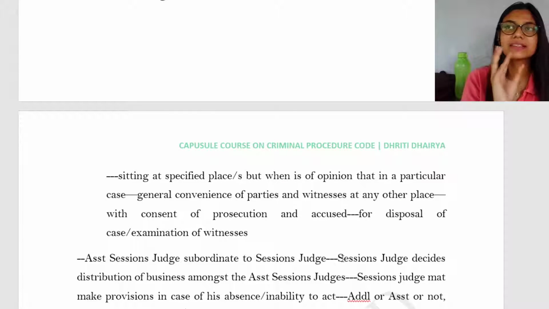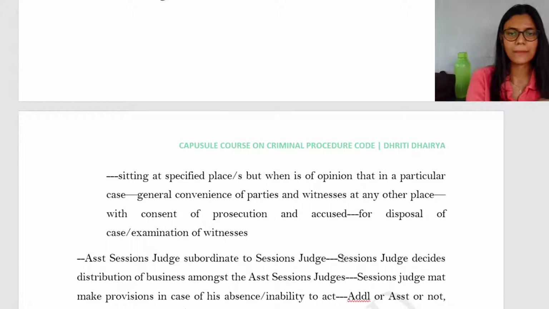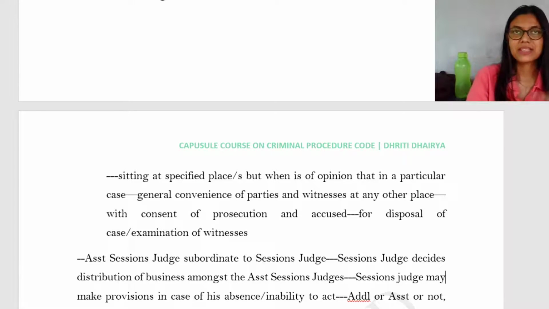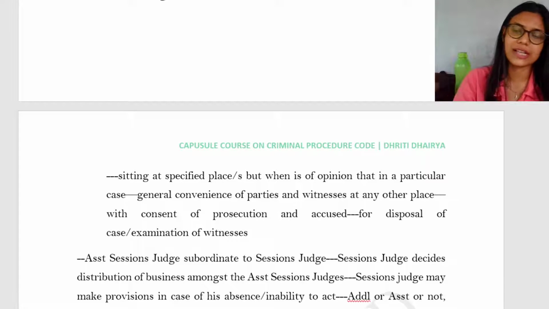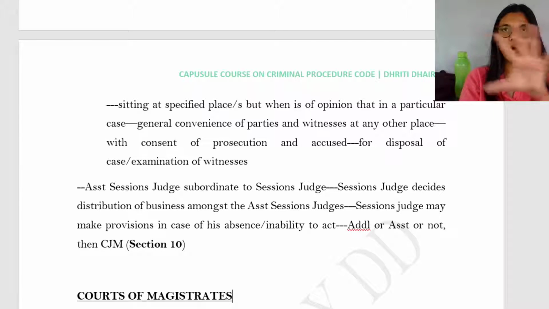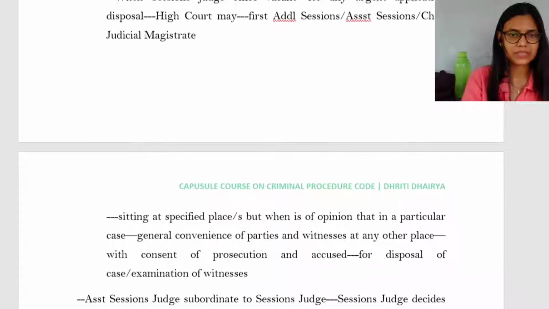And the main distinction that you can see between the sessions judge and the additional one is that the sessions judge decides how the business will be distributed amongst all the assistant sessions judges, etc. And the sessions judge may also make provisions that if I am absent, or unable to act, then who will take my place and perform that function. Here also remember, the first preference will be to an additional sessions judge, then the assistant, and if not, then to the CJM. This is given under section 10. So this was all about the courts of sessions, where we saw sections 7, 9 and 10.